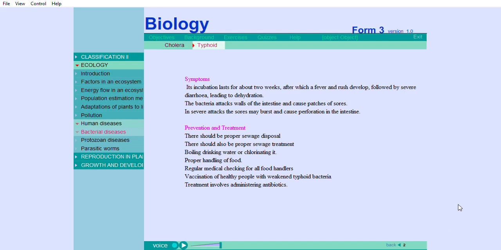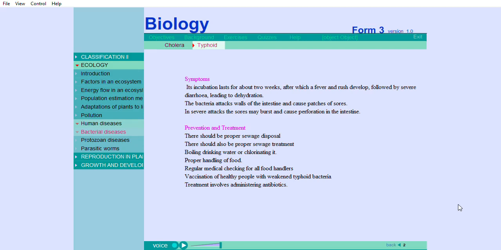Symptoms. Its incubation lasts for about 2 weeks, after which a fever and rash develop, followed by severe diarrhea leading to dehydration. The bacteria attack the walls of the intestine and cause patches of sores. In severe attacks, the sores may burst and cause perforation in the intestine.